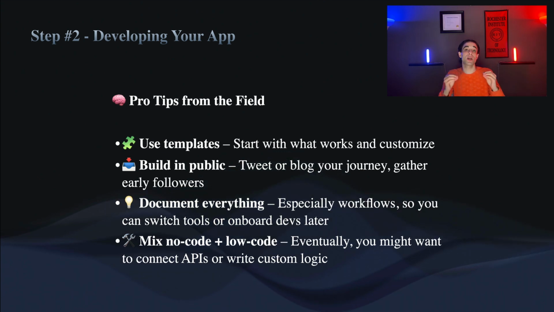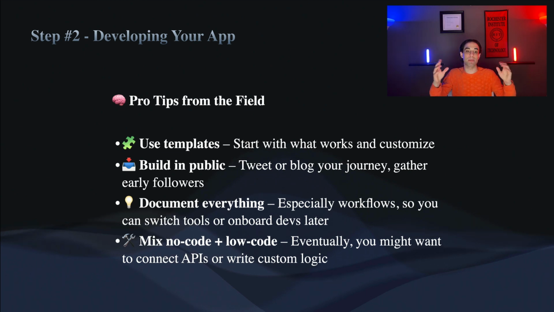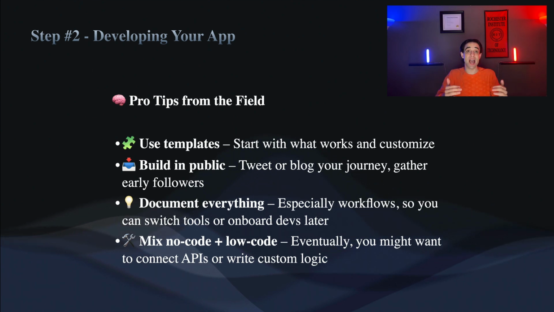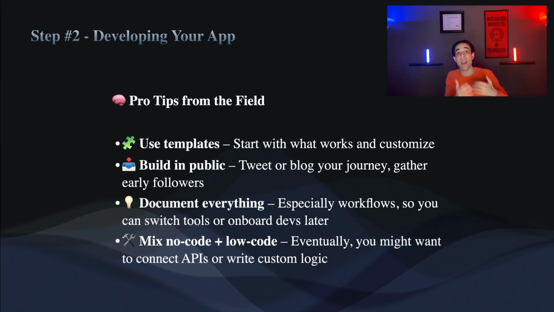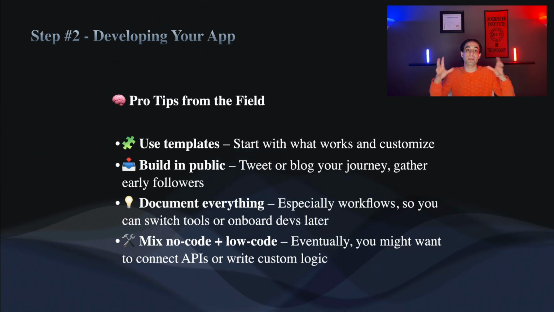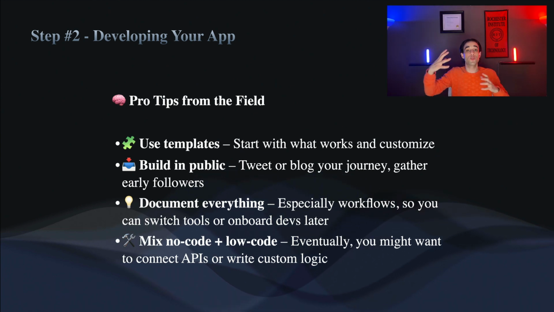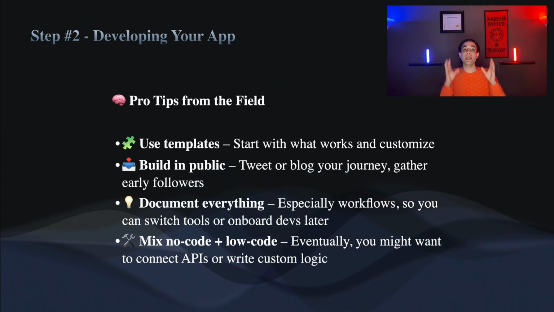And one key factor with this is you want to stay consistent. Your tweet is not going to blow up the first time or the 10th time. Maybe at the 20th or 50th time, you'll get more and more eyes on your application. And number 3, document everything. So especially workflows, so you can switch tools or onboard devs later. So once your application gets some users and you start to scale, you might want to switch to another tool, or your application gets so big you want to hire developers to further enhance the application. So keep track of all the workflows, document everything.